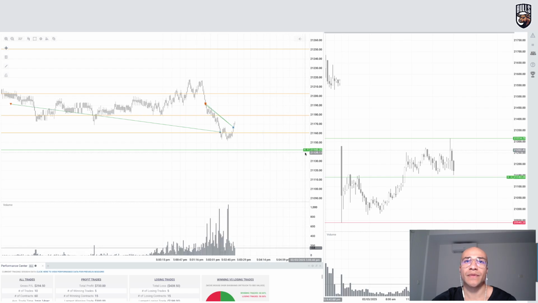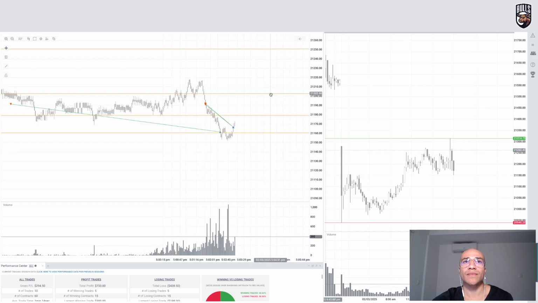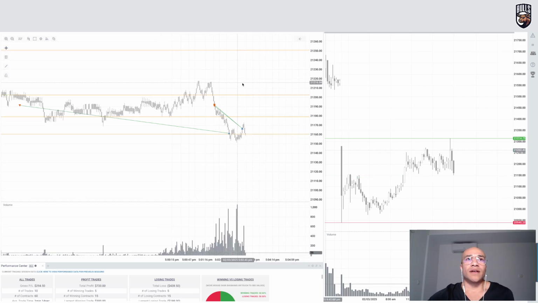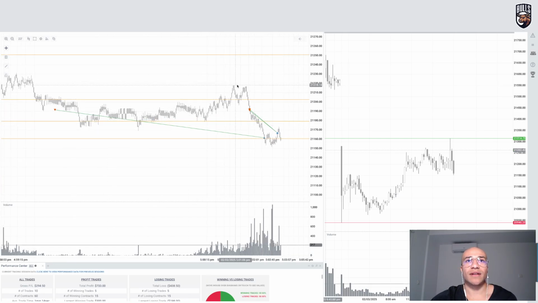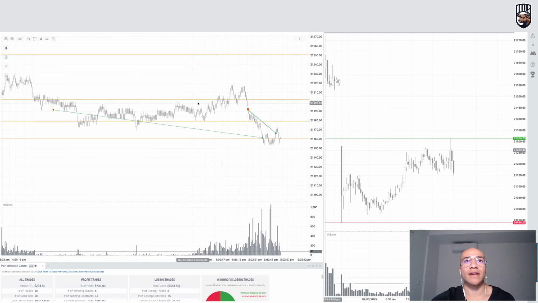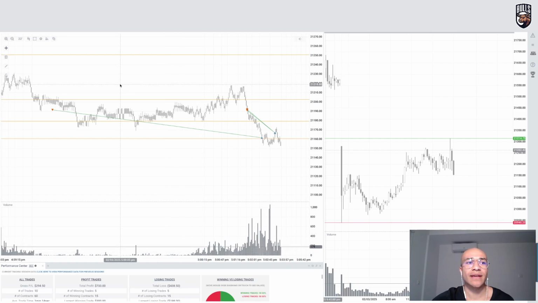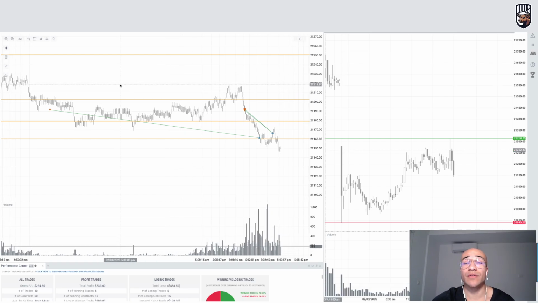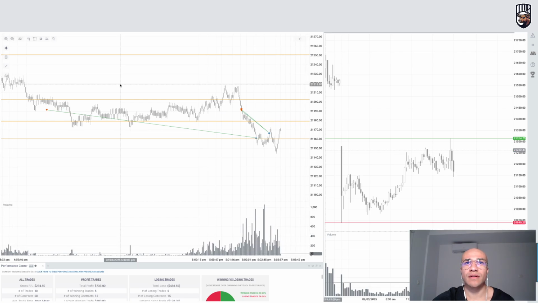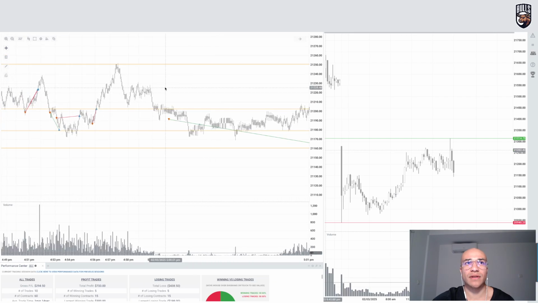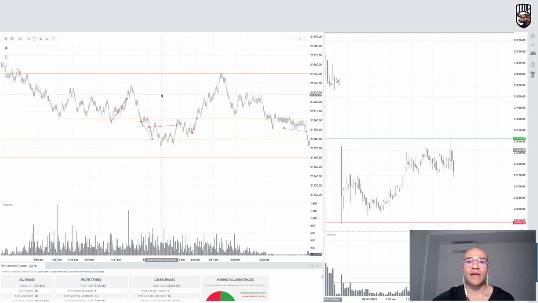Good. So this was quite an interesting move here. But yeah, I'm done for the day, actually. It was a good trade. My trade idea worked out. Price just moved a little bit too much against me, but that is why you should be trading small size.